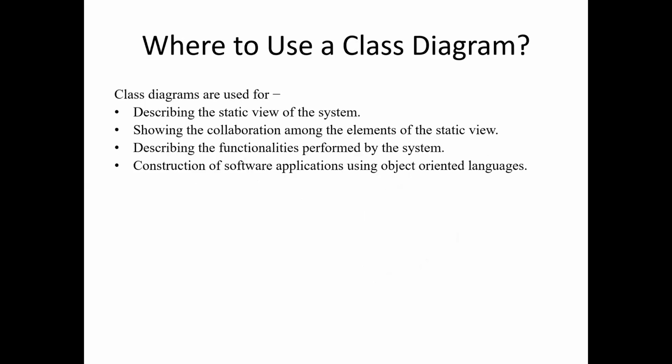Next, where to use the class diagram? A class diagram is a static diagram and it is used to model the static view of a system. The static view describes the vocabulary of the system. A class diagram is also considered as the foundation of component and deployment diagrams. Class diagrams are not only used to visualize the static view of the system, but they are also used to construct executable code for forward and reverse engineering of any system.